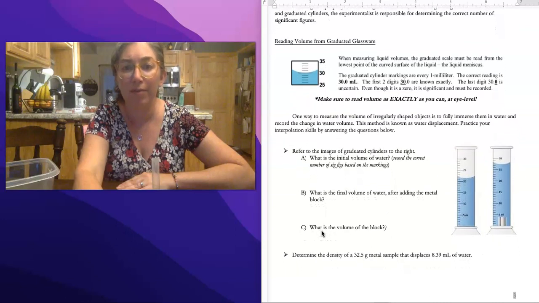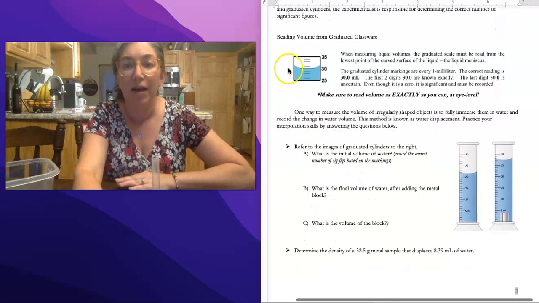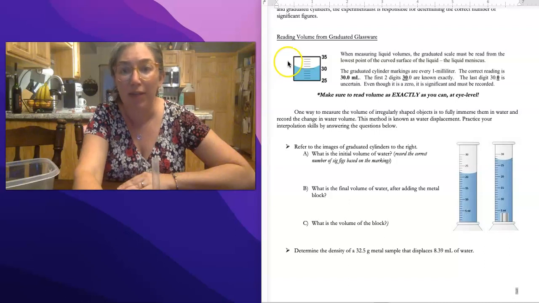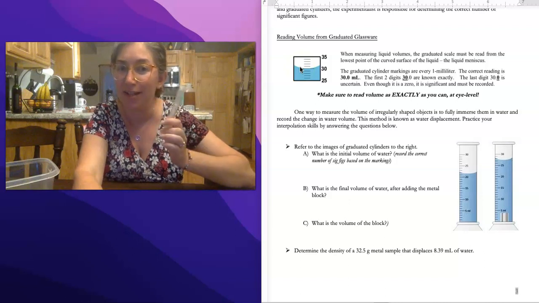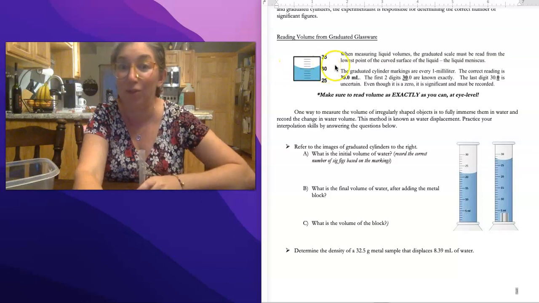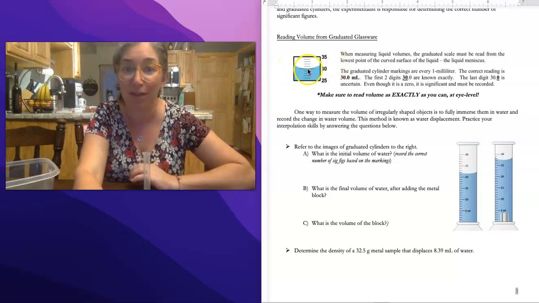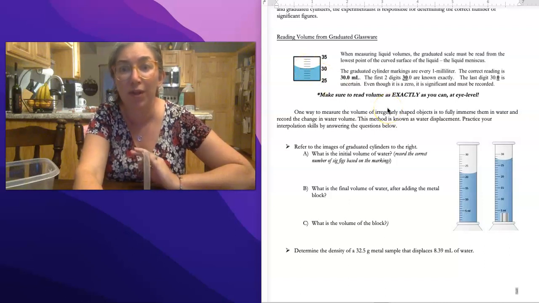So when we read volumes of liquid in a glass beaker or graduated cylinder, we want to read it from the bottom of the meniscus. Now in glassware, water does adhere a little bit to the glass and form this crescent-shaped meniscus. In our plasticware, it doesn't do that as much, so it will form a pretty straight surface and not too much of a meniscus, but still, the lowest point is where we're going to read it, okay? We also need to make sure that we are reading to the correct sig figs.